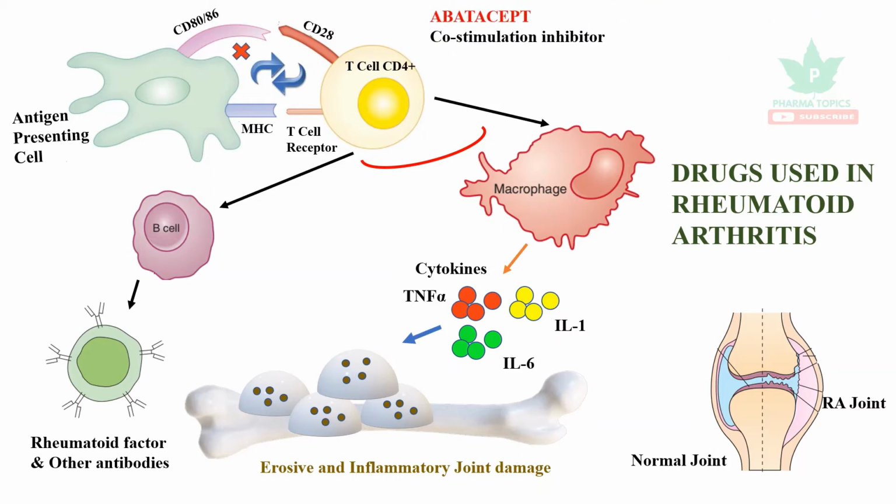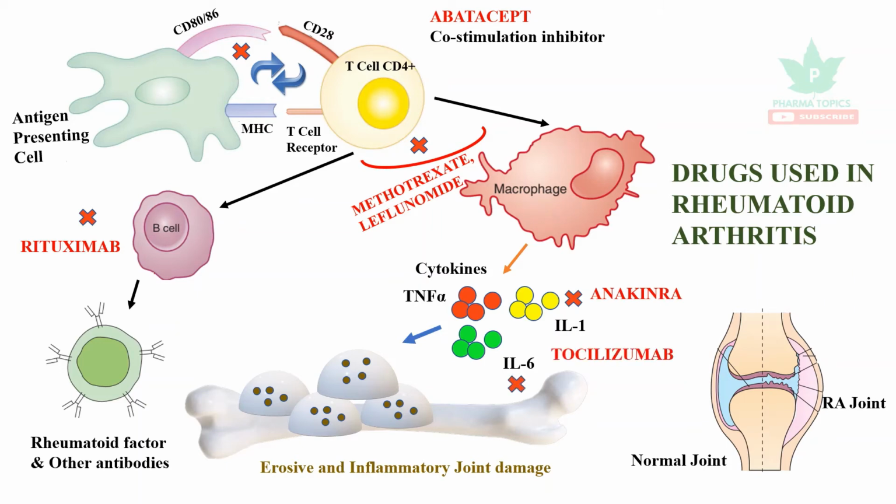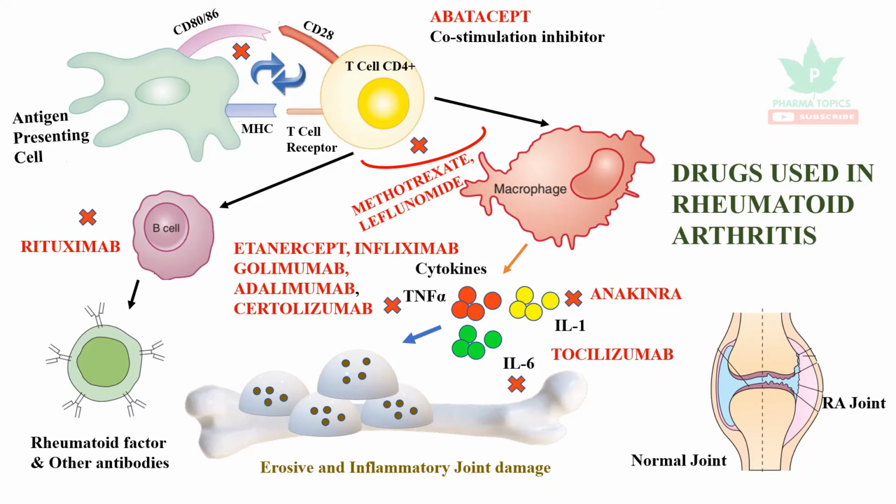So the first one is abatacept. It is a co-stimulation inhibitor. The next is disease-modifying anti-rheumatic drugs like methotrexate and leflunomide, and B-cell depleter rituximab, IL-1 antagonist anakinra, IL-6 antagonist tocilizumab, and TNF-alpha inhibitors which are monoclonal antibodies such as etanercept, infliximab, golimumab, adalimumab, and certolizumab.